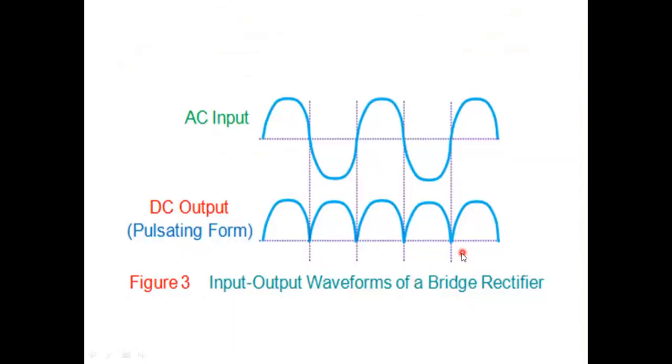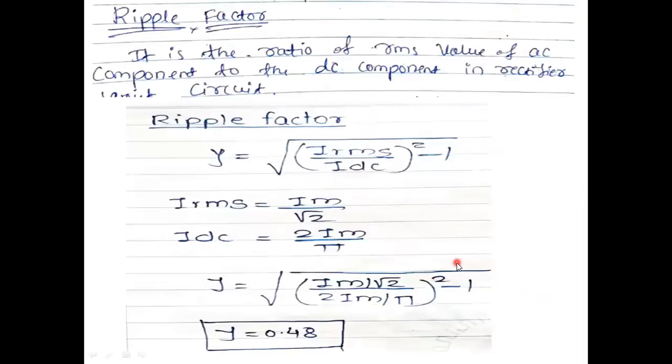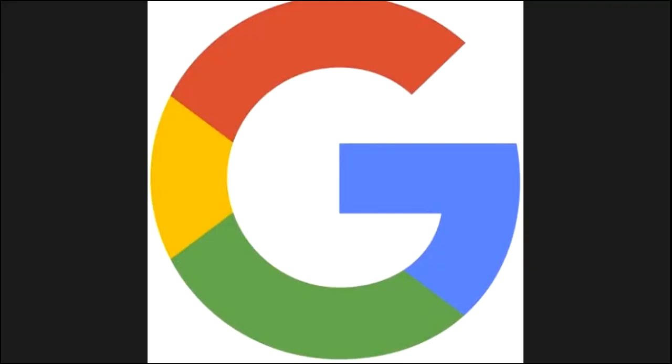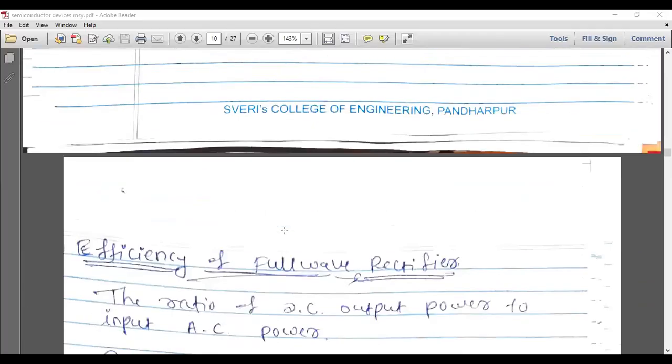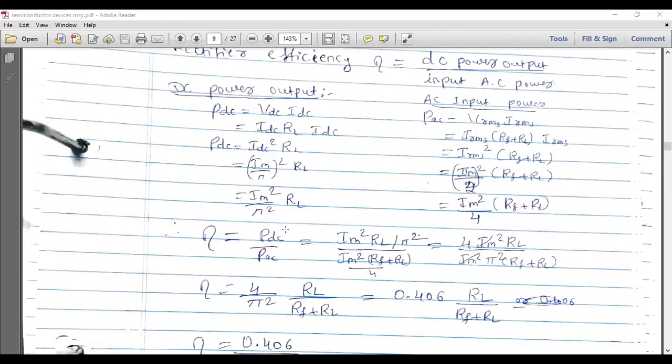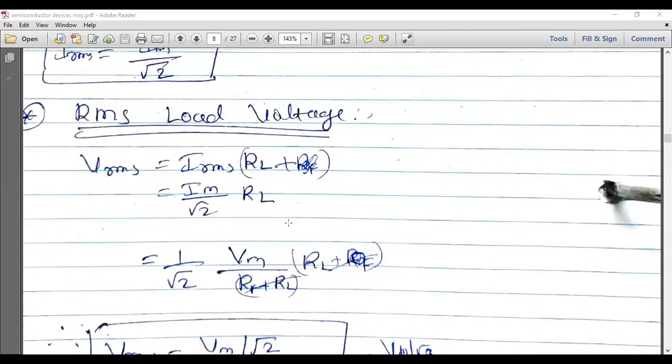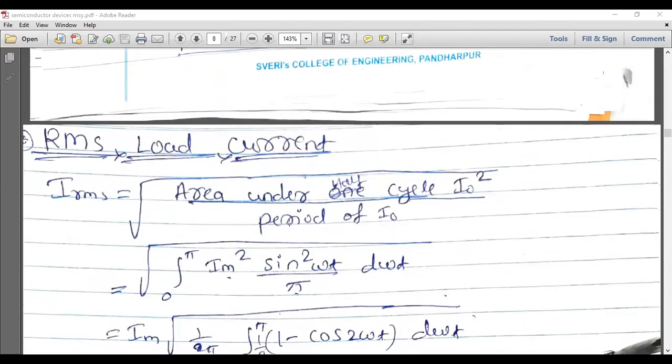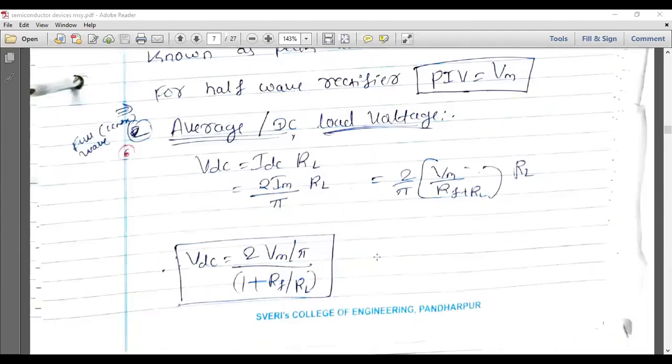Here also for the ripple factor, the same derivations will be used, but the IRMS value has changed. I will show that also. Just a minute, where did it go? This one. Efficiency of a full wave rectifier, full wave RMS load current. Okay, from here, the average DC load voltage we are going to consider. VDC equals IDC into RL, the DC output across RL.